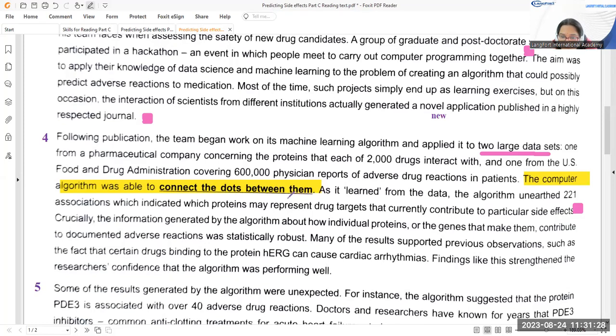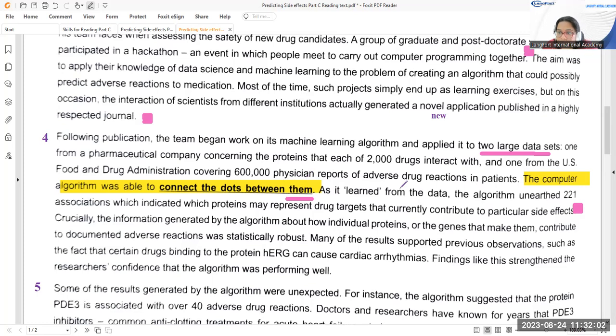Them refers to what? Two sets of data. So when you connect the dots between two things, what are you trying to do? We are able to connect those ideas. Okay, so here them refers to two sets of data, taken from a pharmaceutical company and from the Food and Drug Administration in the US. So they applied the algorithm to two sets of studies, and the algorithm was able to connect those studies.